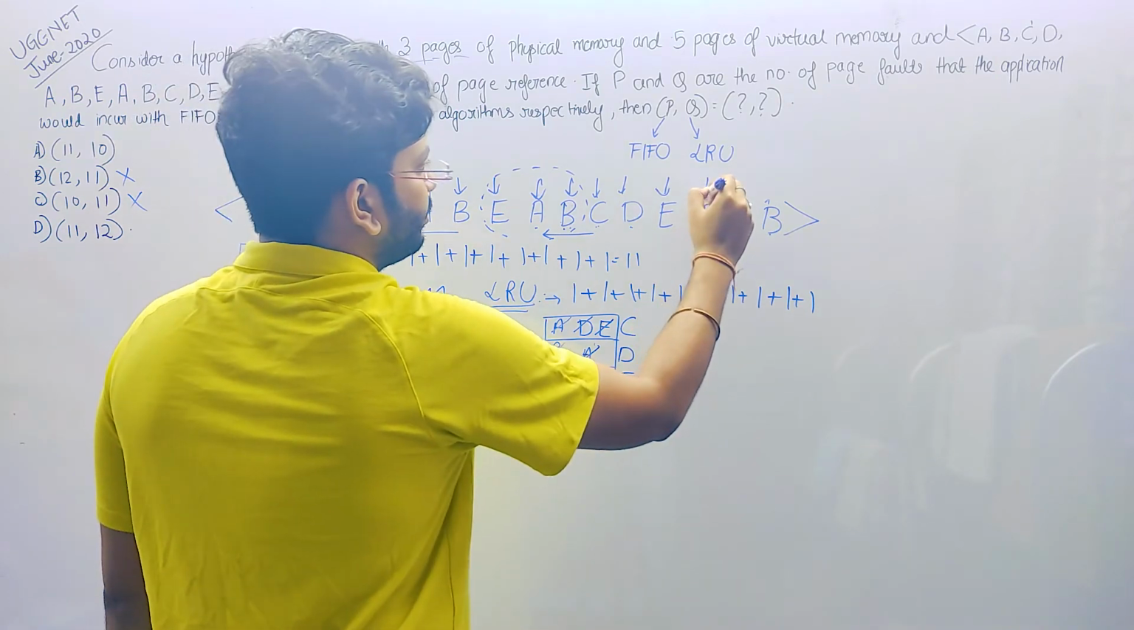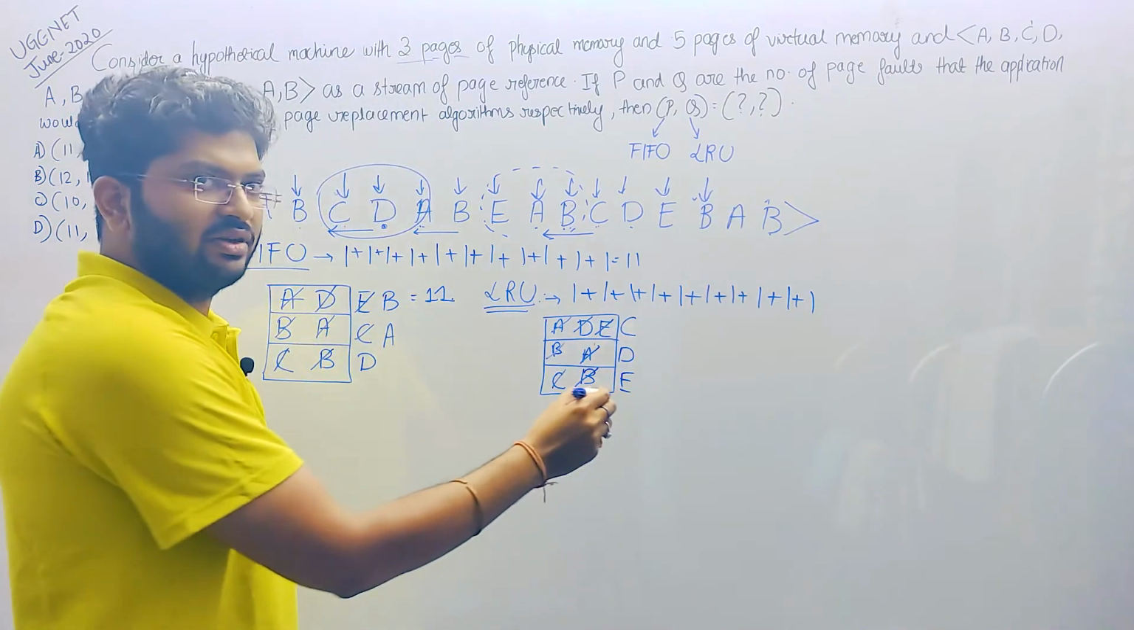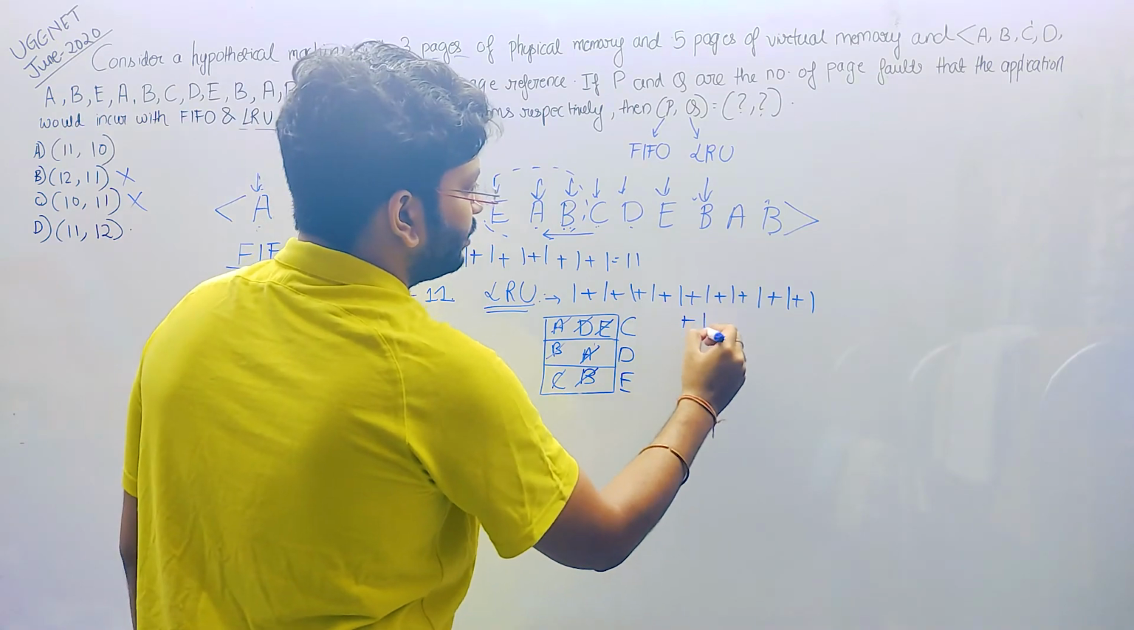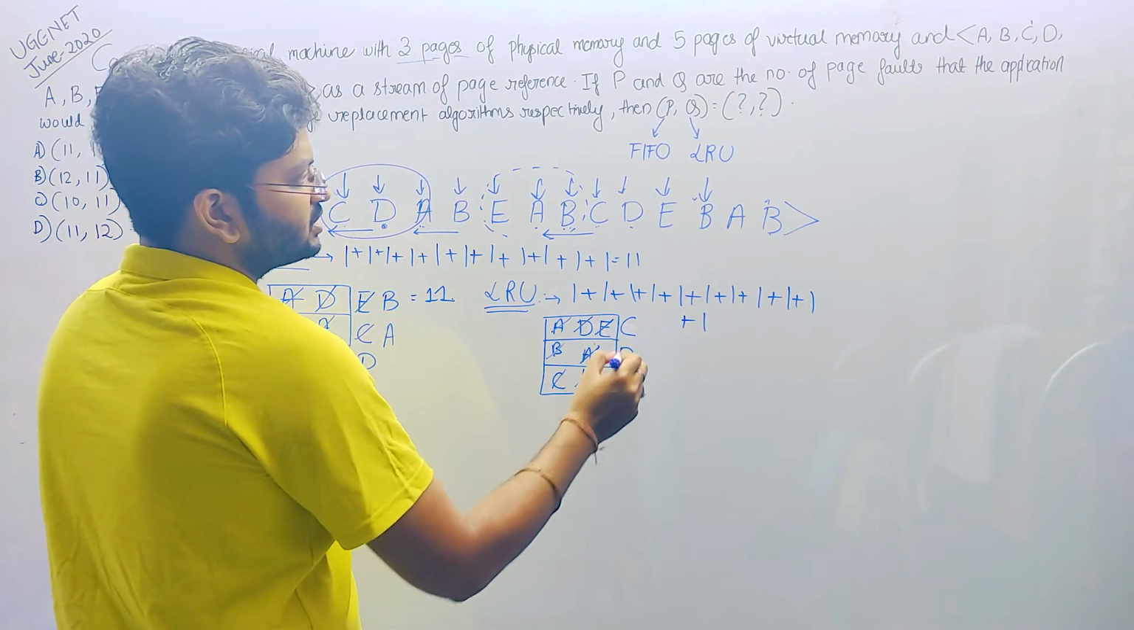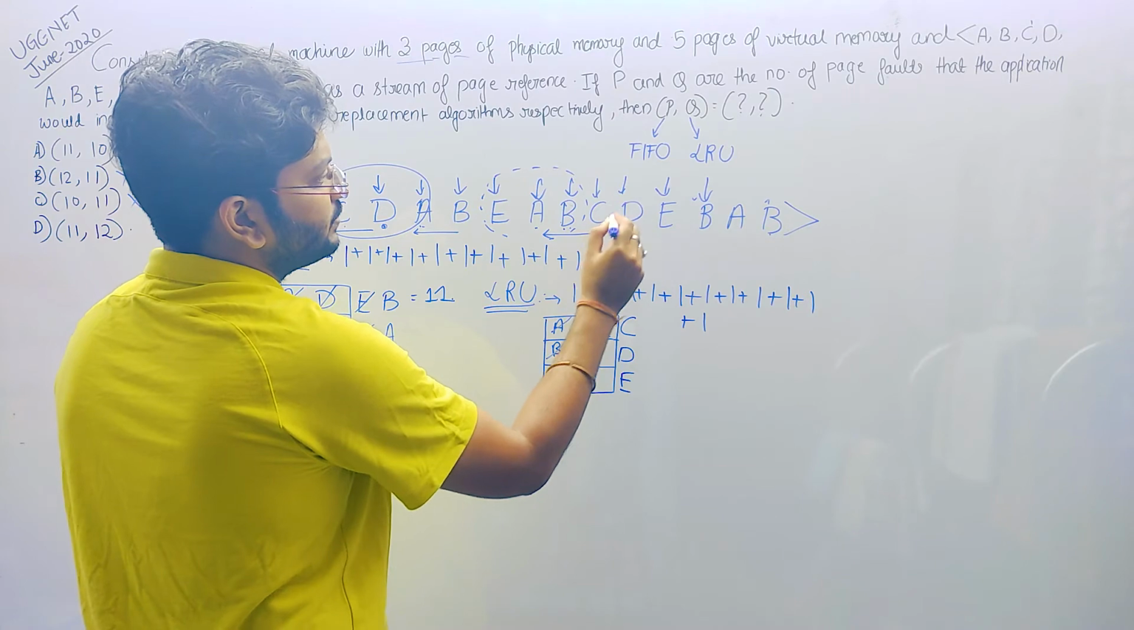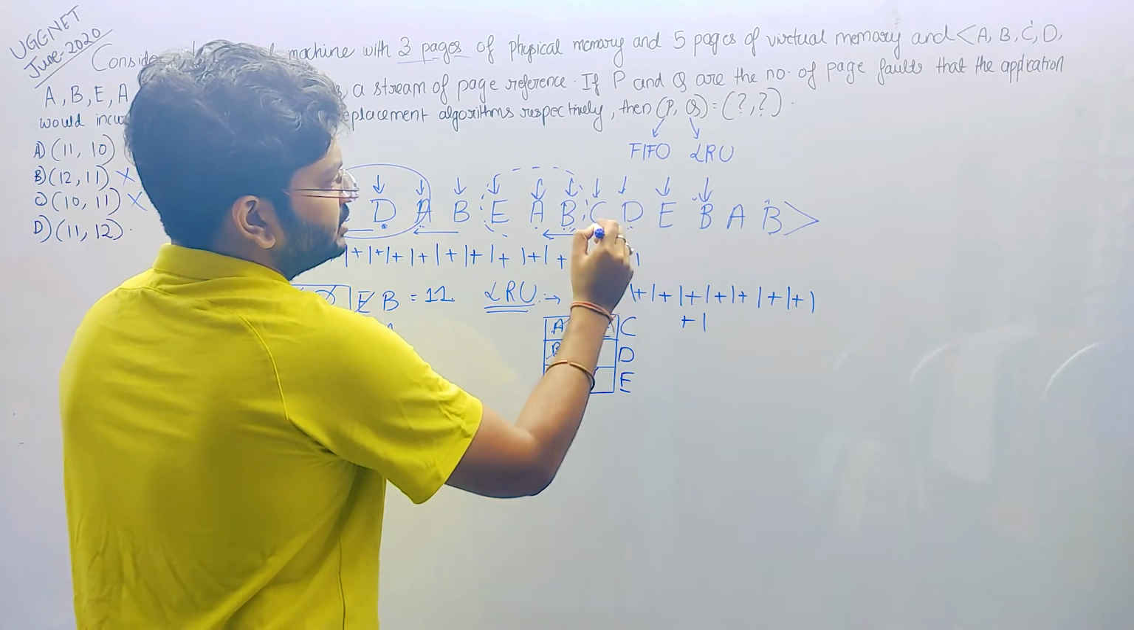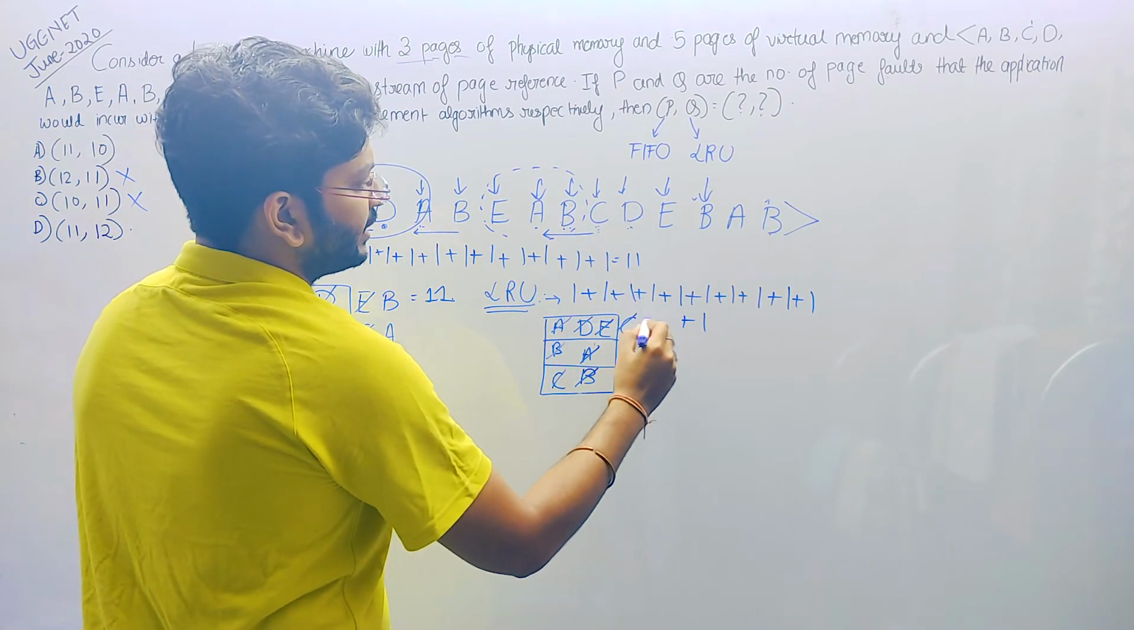Now next comes B. B is also not present in the table, so one page fault for B. So present in the table, C, D and E. C is the farthest from these three. C is the farthest. So striking C and writing B.